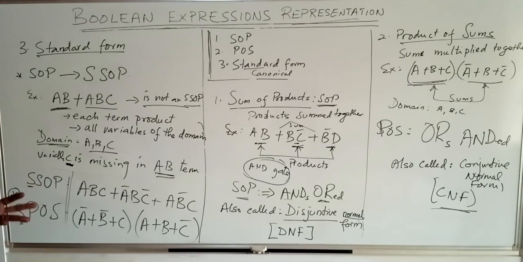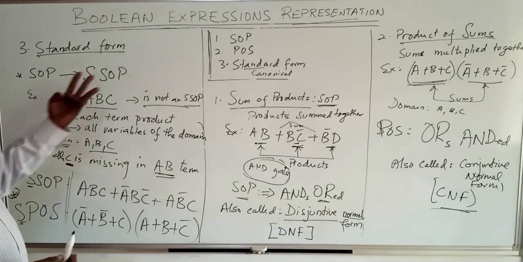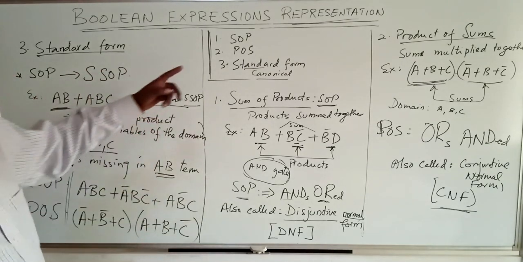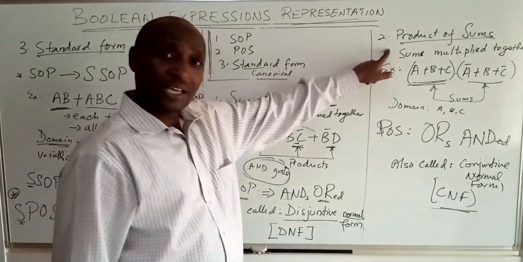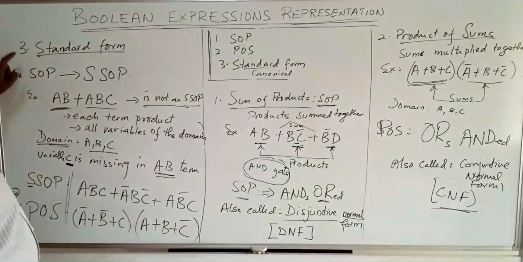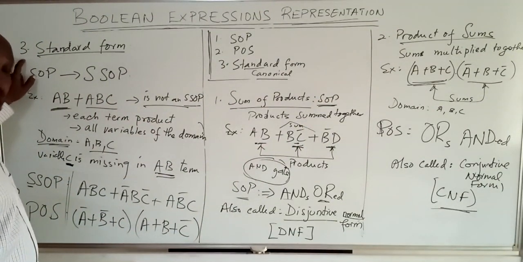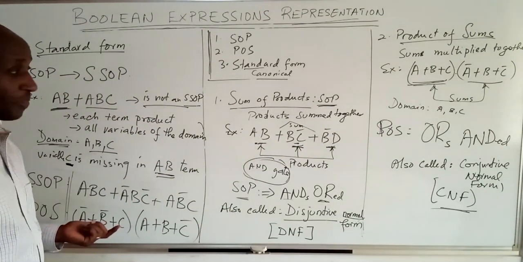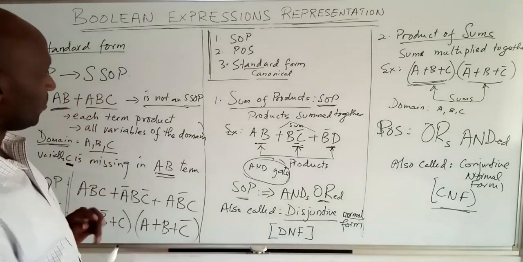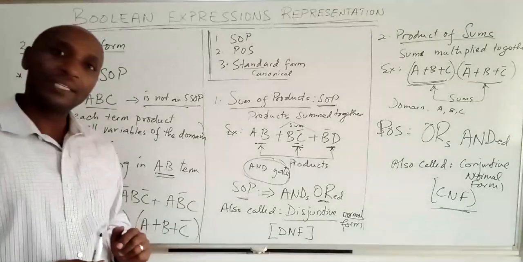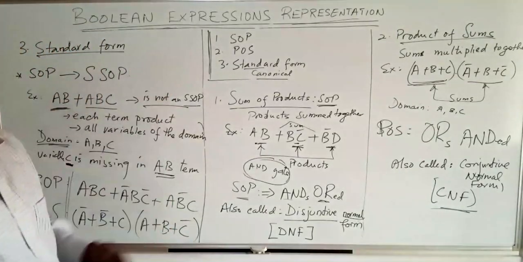So dear friends, these are the three forms of representation. The first one is the sum of product. The second one is the product of sums. The third one is the standard form or canonical form. So thank you so much. This is how we can represent the Boolean expression or the Boolean functions.